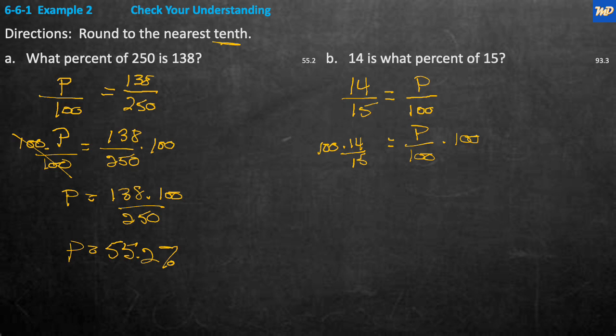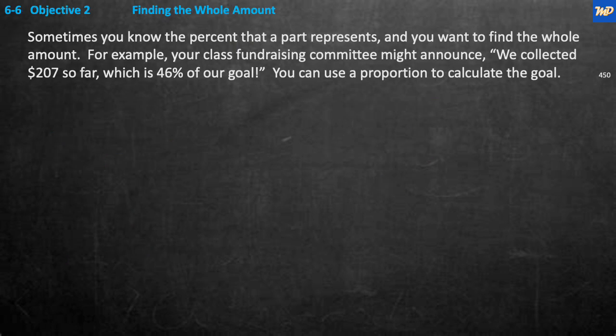So I multiply both sides by 100. This part is easy because we're just going to cross the hundreds out, and we're going to be left with p, and p is going to be equal to 100 times 14 divided by 15. And if you do that, you're going to come up with 93.3%. Okay? I hope you got them that way yourselves.